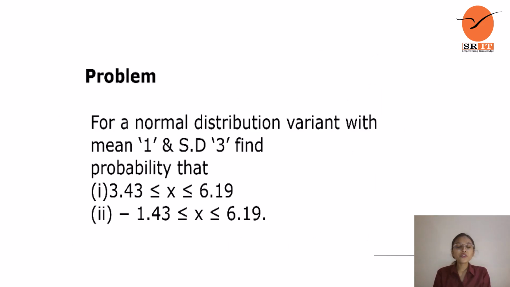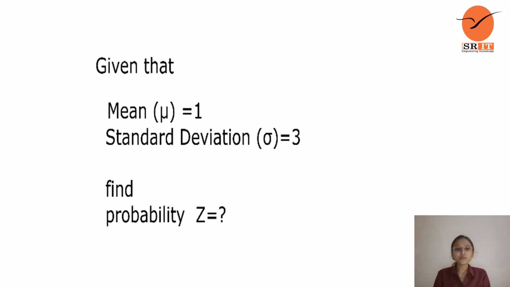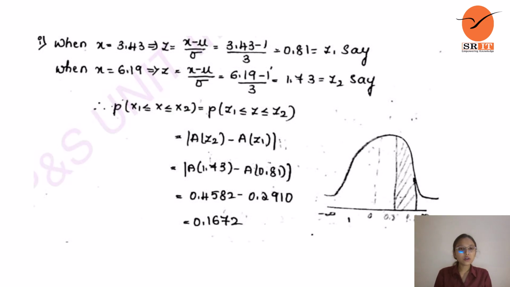Now, here's the problem. For a normal distribution variate with mean 1 and standard deviation 3, find the probability that 3.43 is less than or equal to x less than or equal to 6.19. And the second question is minus 1.43 is less than or equal to x less than or equal to 6.19. So moving on to the solution part. Given that mean mu is equal to 1 and standard deviation sigma is equal to 3, the probability we have to find, we take as z. Here's the solution. I'll just be reading the solution because it has already been solved.